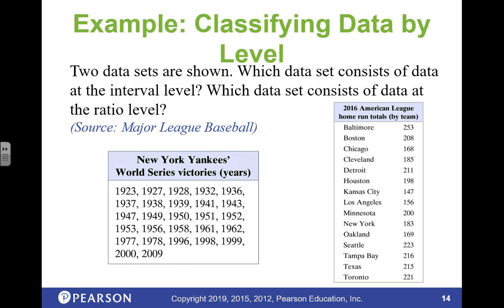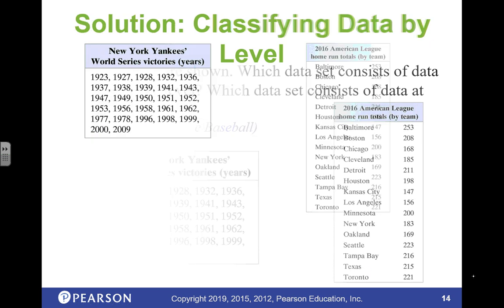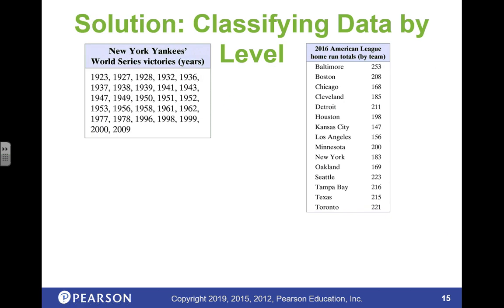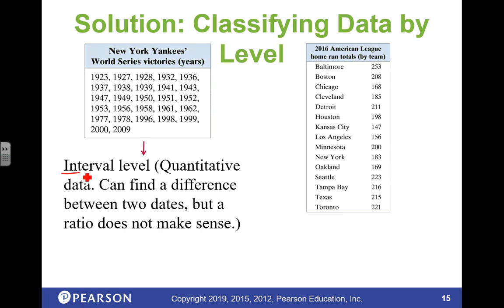So here we have some different data. The one on the left are different years that the Yankees won the World Series. The one on the right is the home run totals for each team in 2016. So let's begin by looking at the years that the Yankees won the World Series. Those are intervals. Yes, there's a significance between 1923 and 1953. That is 30 years later. We can get a difference between years, and that makes sense.